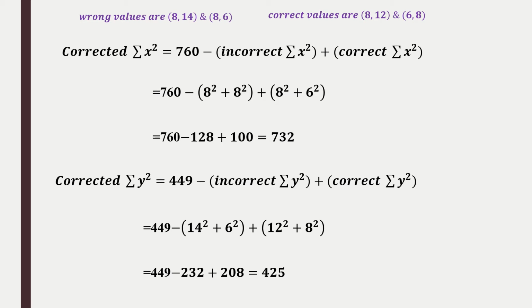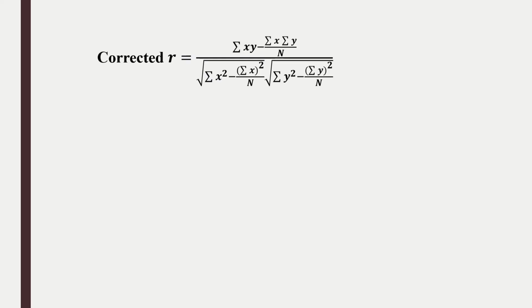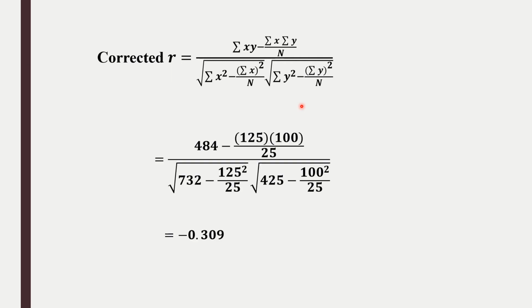So we have calculated now all the summations. Substituting those summations in the direct method formula, we get the value of r. Substituting in the direct method formula, we will get the corrected value of r. So using the corrected summations of all these, we are going to substitute in the formula for r and calculate the corrected coefficient of correlation, which comes out to be minus 0.309.